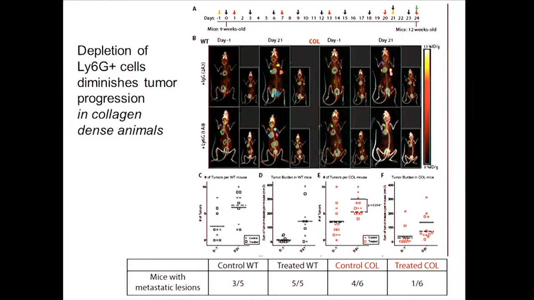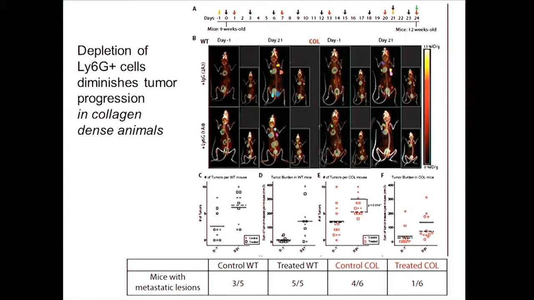And what you see here is these are the wild type animals, and over time, from day 1 to day 21, the tumors grow, and the dotted lines are the treatment, and the solid are the untreated. This is tumor number and total burden. And here, if we look at the dense collagen animals, there's actually very little growth, and there's a significant difference when we inhibit the neutrophils.